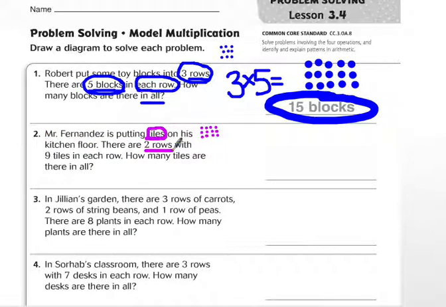There are 2 rows. Rows, there's an important word, with 9 tiles in each row. There's each row, that's multiplying words. How many tiles are there in all? In all is guess the plus, but when we see guess the plus with multiplying words, we know that we're going to multiply. So the numbers that the problem gives us are 2 and 9. So we're going to multiply 2 times 9 to find how many in all.